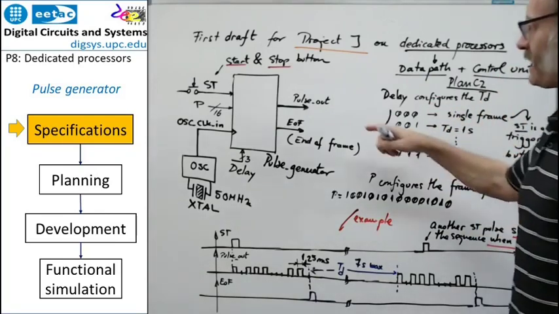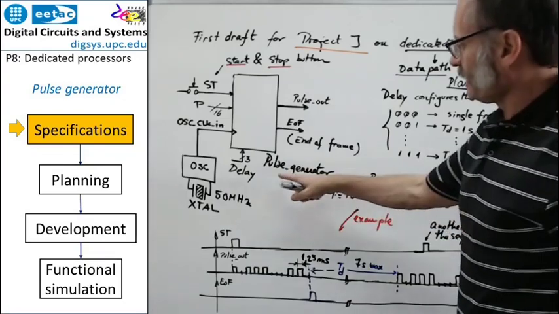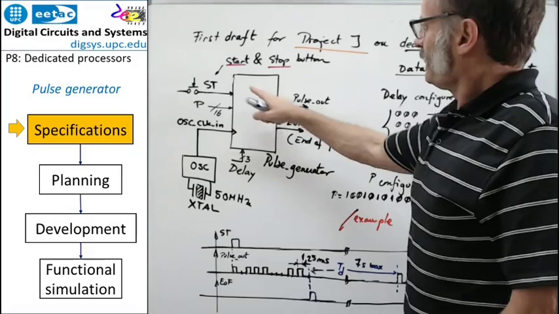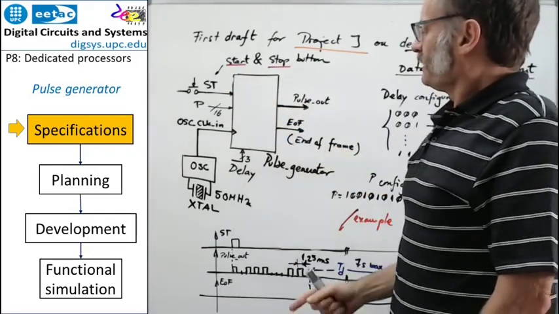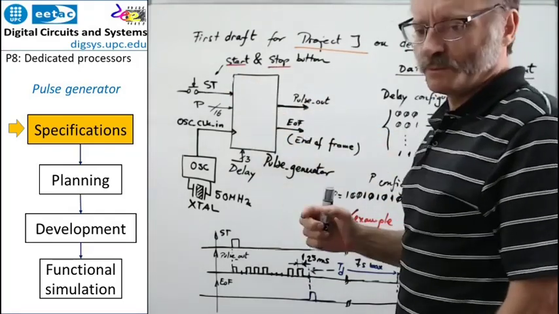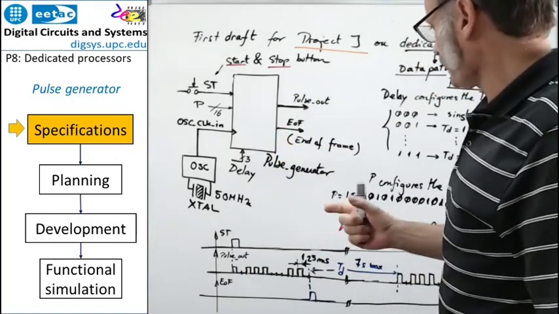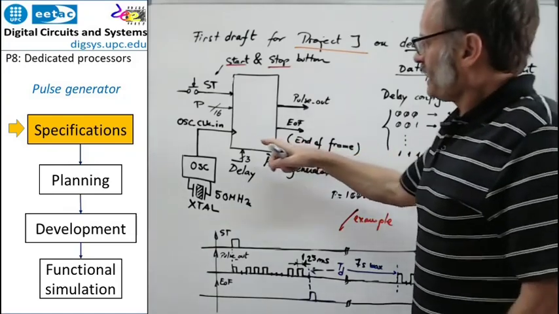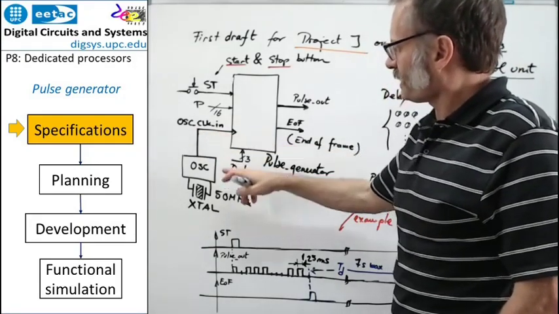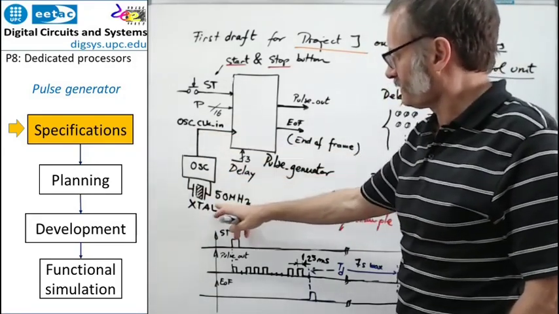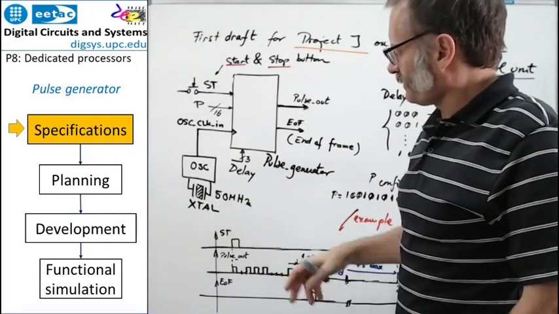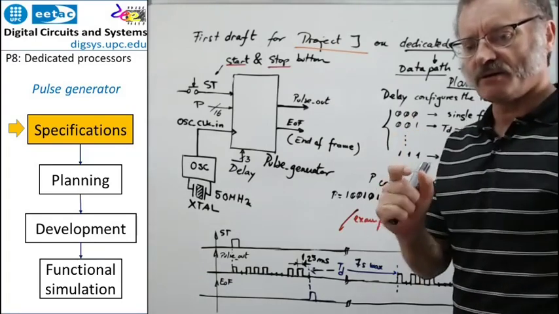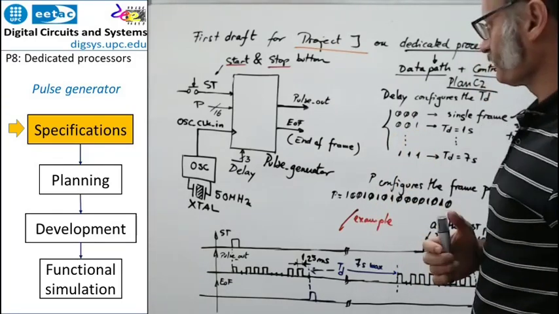A circuit that can be very well named a pulse generator. It is going to have a start and a stop button and then some other parameters to program the waveform that it generates, okay? It's about a train of pulses. And on the other hand, you have an oscillator clock in, and the oscillator perhaps is something like a 50 megahertz crystal oscillator, from which you will extract all the frequencies required for this problem.